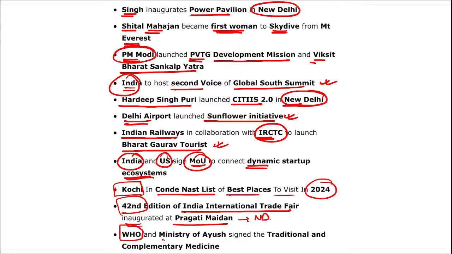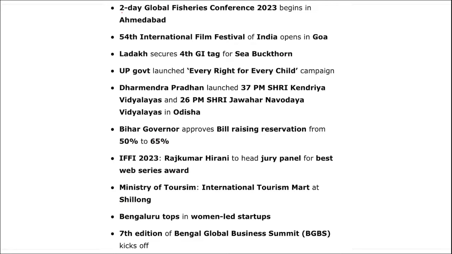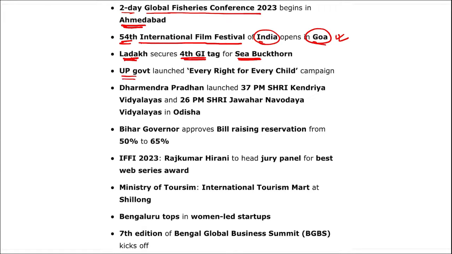Then WHO and Ministry of Ayush they signed a traditional and complementary medicine. Next is a 2-day long global fisheries conference was held in Ahmedabad. Then 54th International Film Festival of India has been opened in Goa. Ladakh secured 4th GI tag for sea buckthorn. UP government launched Every Right for Every Child campaign. Dharmendra Pradhan launched 37th PM Shri Kendriya Vidyalayas and 26th PM Shri Jawahar Navodaya Vidyalayas in Odisha.